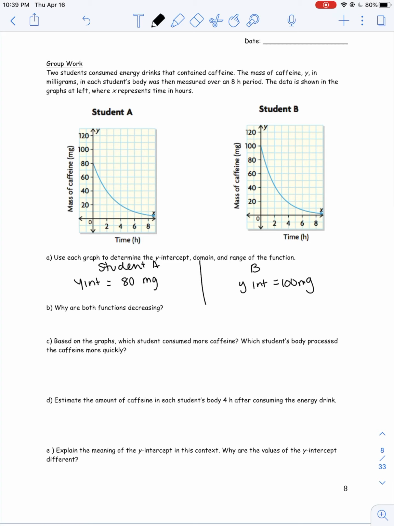well, we don't know where it's going to end, so it's going to be slightly different because this is a real life scenario. So we're going to say x such that x is greater than or equal to 0. So when time is 0 hours, that's when we start. We don't know how long it's going to continue on, so that's why I'm just saying greater than or equal to 0. It's going to be the same for this one as well. Domain will also be x such that x is greater than or equal to 0, x in the reals.